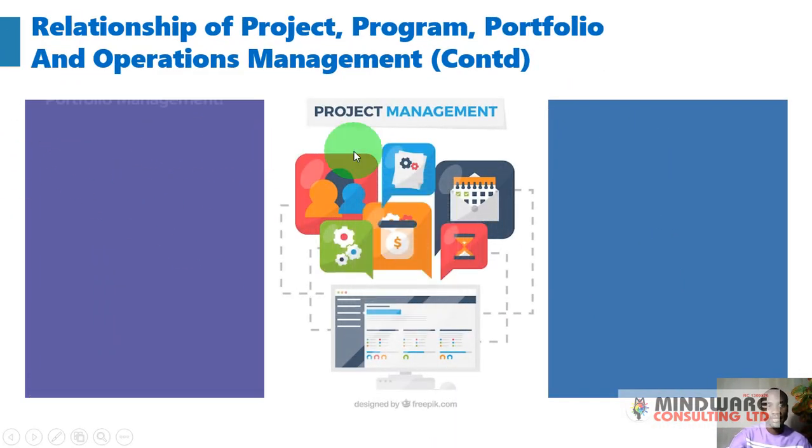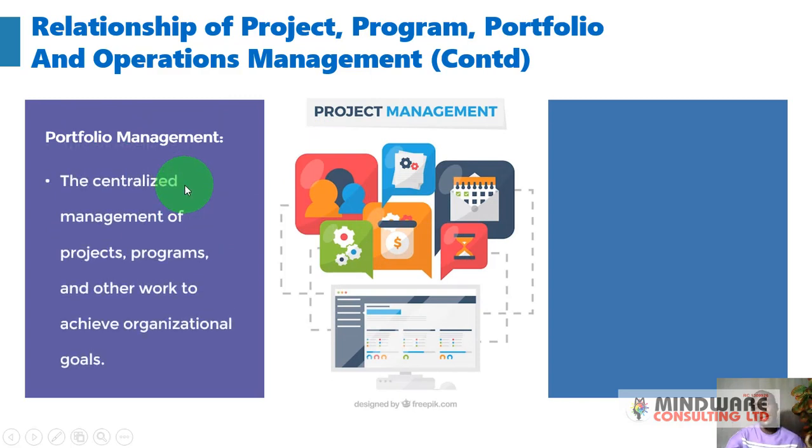So the next we'll be looking at is portfolio management. This is at a higher level now. It means the centralized management of projects, programs, and other work to achieve organizational goals. Now this is very important. When you have various programs put together, and you set up a centralized management system for them, that becomes a portfolio. I'll take it again. When you have various programs put together, and you set up a management system that can coordinate them centrally, you have what we'll call portfolio management. And the person who is centrally coordinating all those programs becomes a portfolio manager.